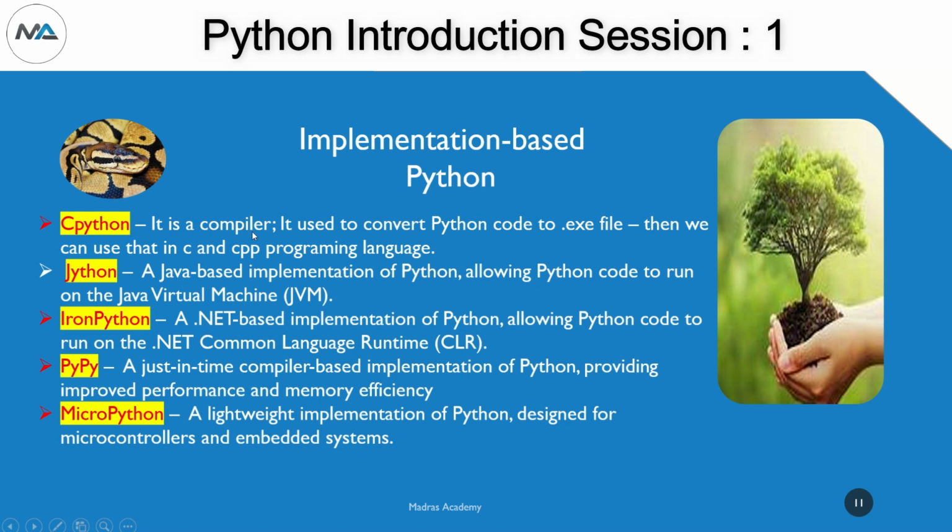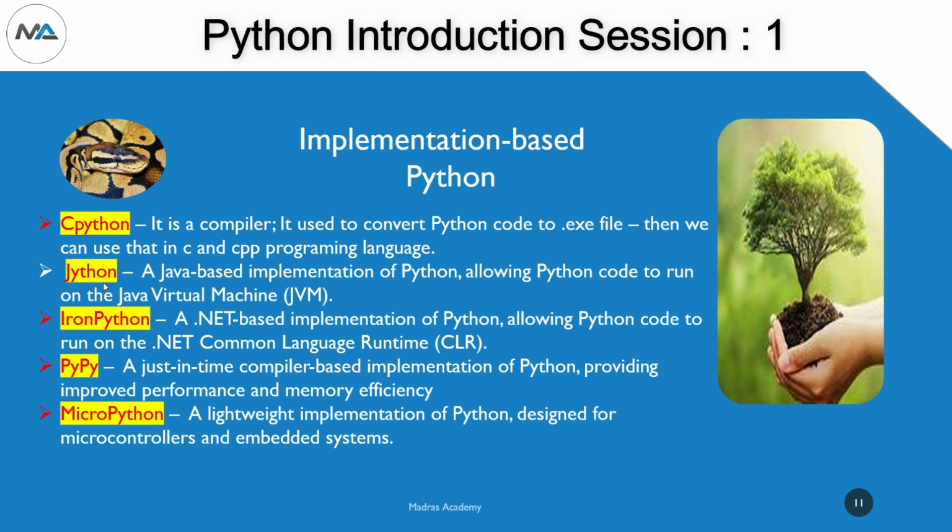CPython is a compiler. It is used to convert Python code to an exe file, which we can then use in C and C++ programming languages. We can convert our Python program using this compiler, converting the Python code to an exe file. Why? Because C and C++ support only exe files. So it will convert, and we can use that exe file in our C++ program. This is an implementation-based Python.